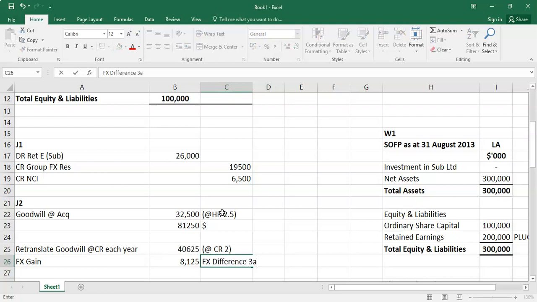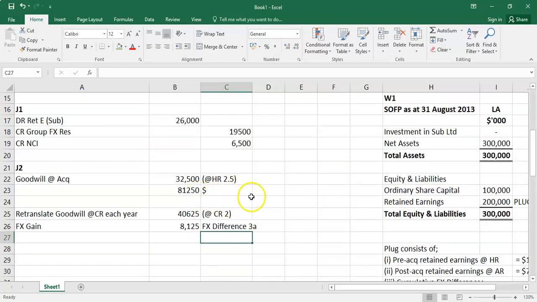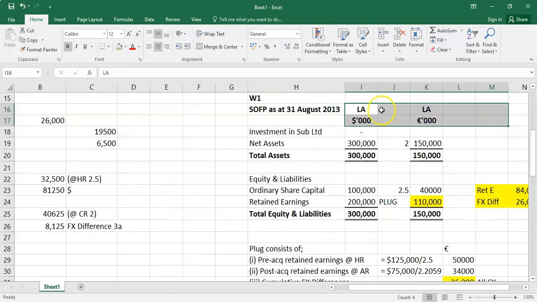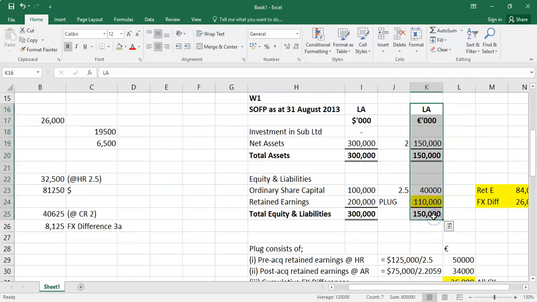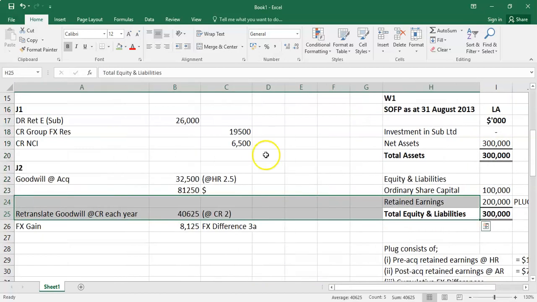Or sometimes it's called 3A, because 3B is to do with a fair value adjustment, which you would do a similar working. So that has nothing to do with FX difference 1 and 2, because this is a consolidation adjustment which happens after you translate the financial statements. Financial statements themselves, this plug figure only deals with 1 and 2. Once you start having goodwill, you now have to retranslate it.